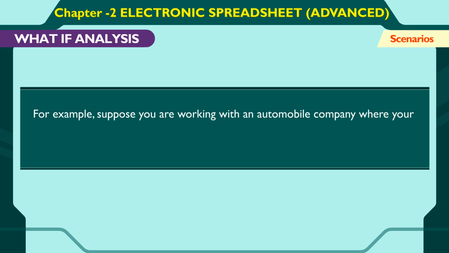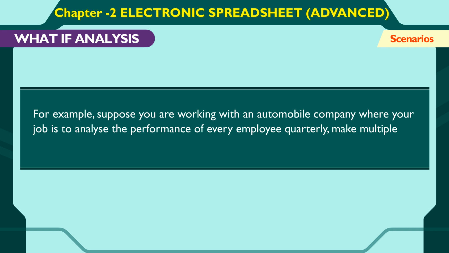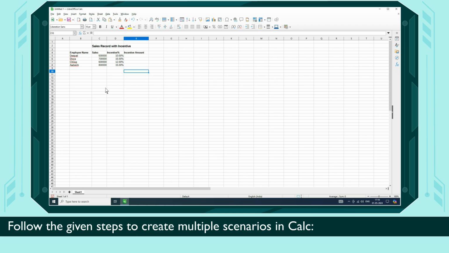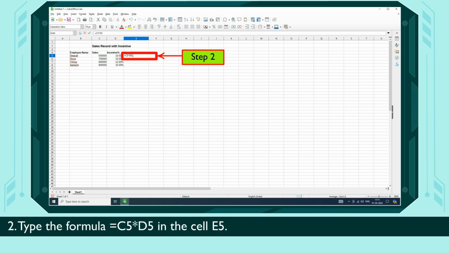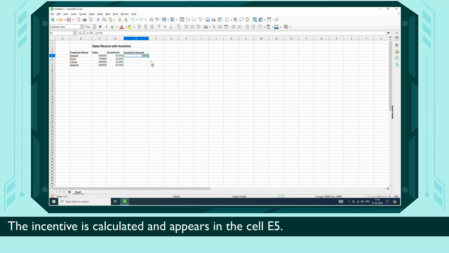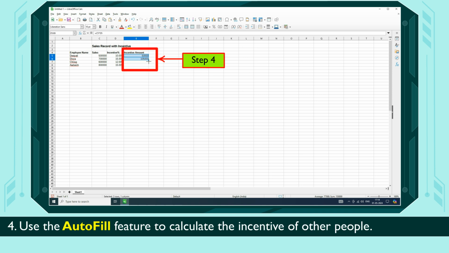For example, suppose you are working with an automobile company where your job is to analyze the performance of every employee quarterly, make multiple scenarios, and generate incentive for each employee. Follow the given steps to create multiple scenarios in Calc. 1. Enter the following data in a Calc spreadsheet. 2. Type the formula equal to C5 star D5 in the cell E5. 3. Press the Enter key. The incentive is calculated and appears in the cell E5. 4. Use the autofill feature to calculate the incentive of other people.